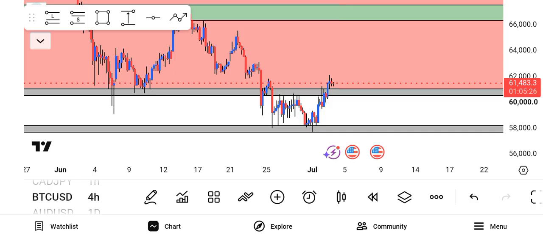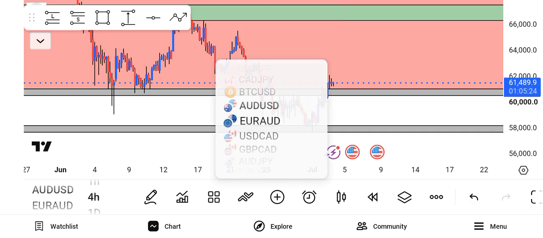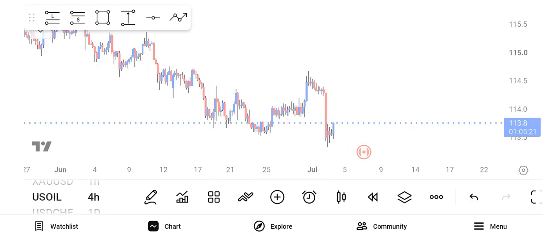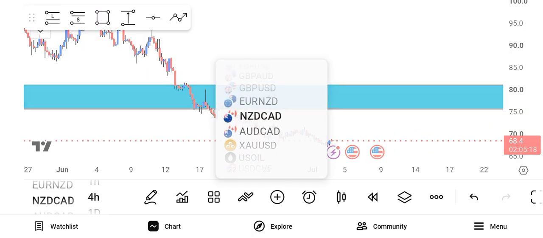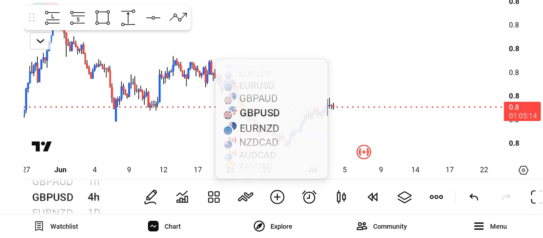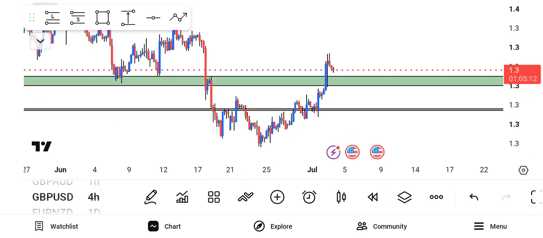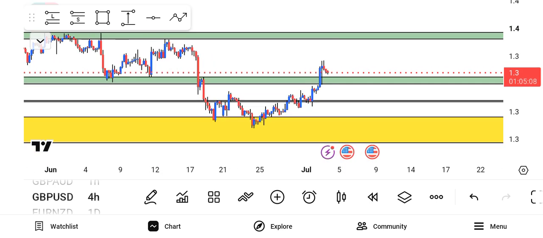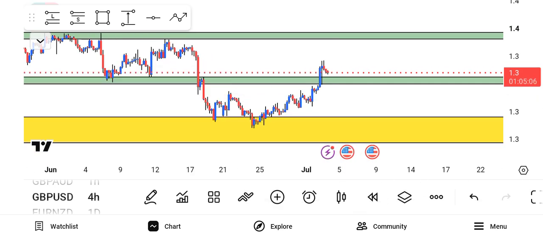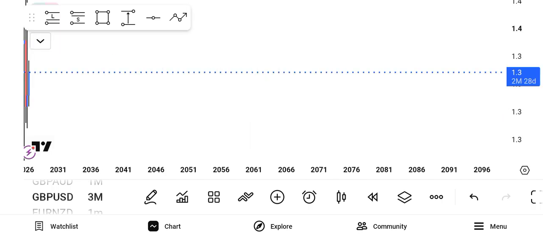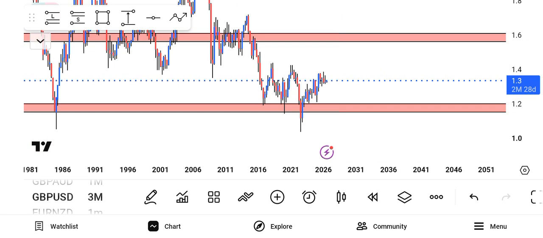Let me see if I can find a pair. There's one like this. I don't know. Is it GBP USD? Let's check on GBP USD. Let's see what's happening. Oh wow. Okay. GBP USD. Let's start from the 3 months. Let's start from the 3 months time frame.